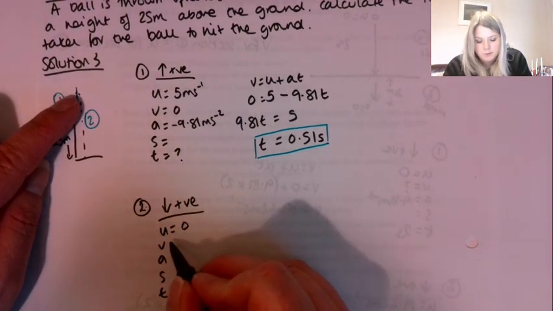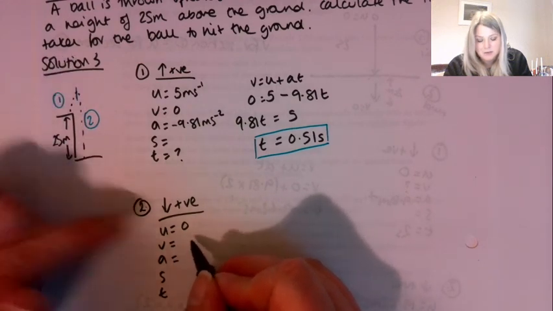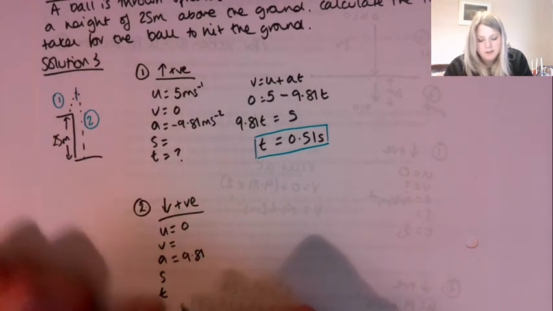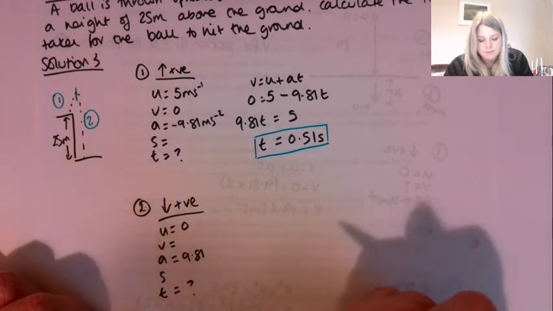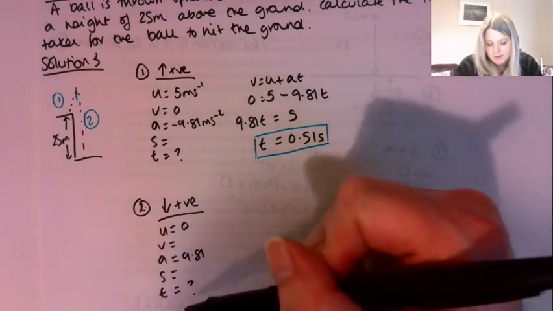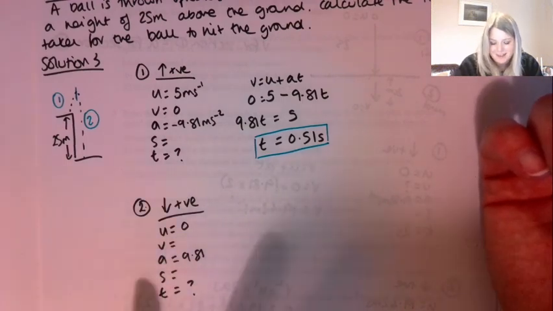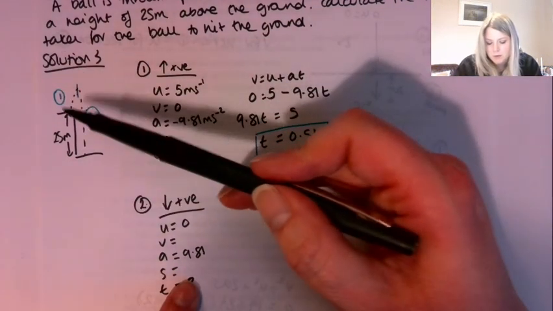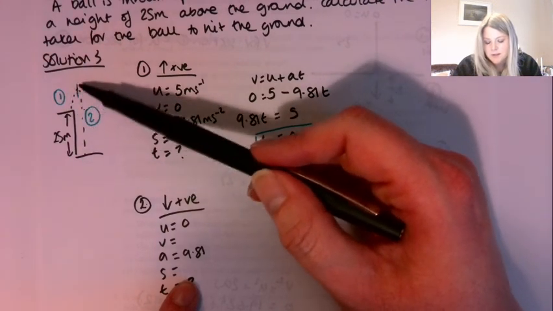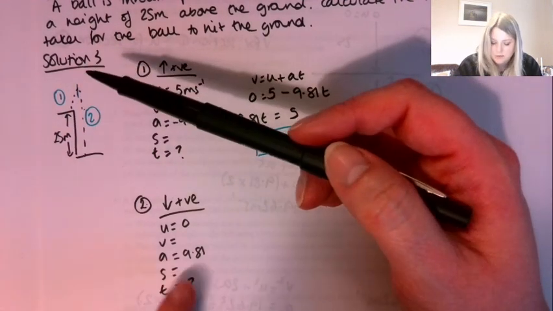So UVAST: U for this wee section 2 is 0. It starts from 0 at the top. We don't know what speed it hits the ground at. We do know it's accelerating downwards, and I'm taking downwards as being positive, so that's 9.81. We don't know how far it's falling, and we're being asked for the time. So we don't have enough information here to figure this out. We're going to need an extra bit of information, and the information that we can get is S, because we know from here to here is 25. So we can use this first section to figure out this displacement here, and then add that on to the 25 to get this one.